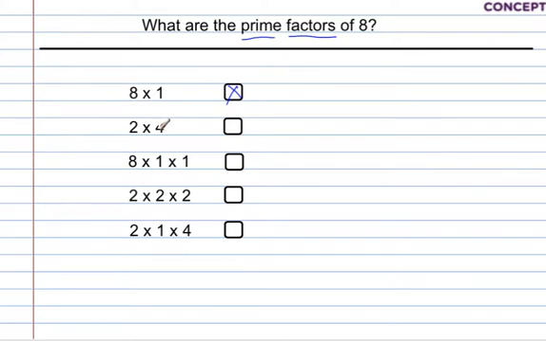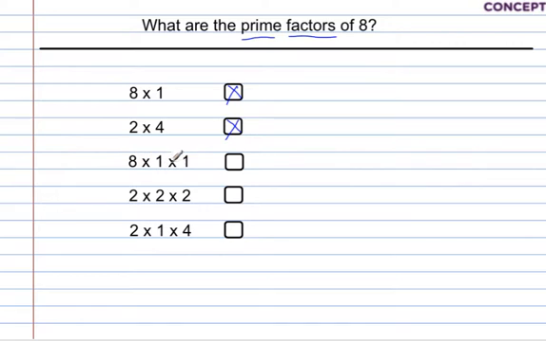Let's ask ourselves this question here. Does 2 multiplied by 4 give us 8? Yes, it does. Is 2 prime? Yes. Is 4 prime? No. So these are not the prime factors of 8. Even though 2 is prime, both of them, or all of them, must be prime. Let's have a look at the next one.